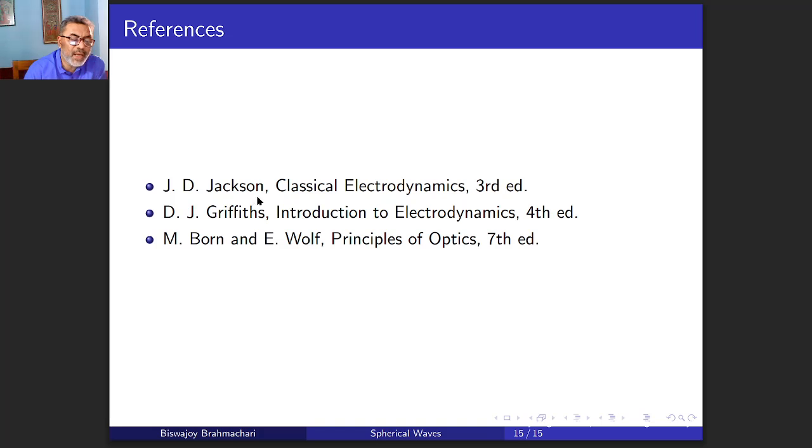References: the classic book of Jackson, the classic book of Griffiths, and the classic book of Born and Wolf.